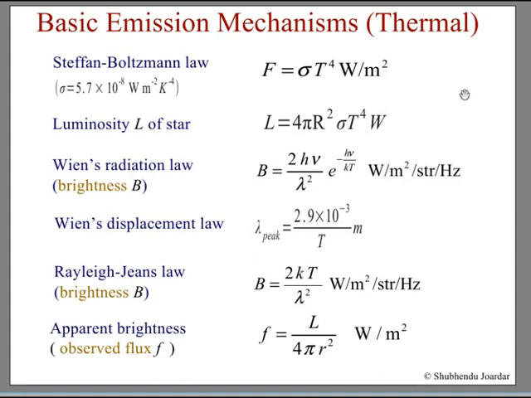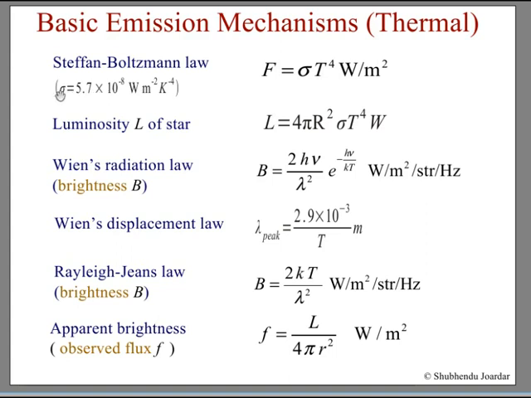Now these are some of the formulas which people use very often. This is the Stefan-Boltzmann law. This is about flux, and you can say that the flux of a black body, that is the amount of power per unit area it radiates, is proportional to the fourth power of temperature. So if you increase the temperature, the flux increases T to the power 4 times.